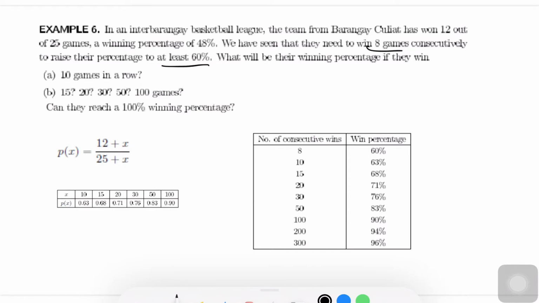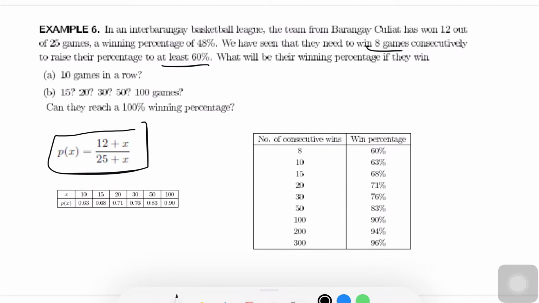Now the question is, what will be their winning percentage if they win A, 10 games in a row, B, 15, 20, 30, 50, or 100 games in a row. Can they reach 100%? That's the question. Take note, we have this as our rational function. We need to add the number of additional games, which is x, in order for them to increase their winning percentage. So, additional winning games.